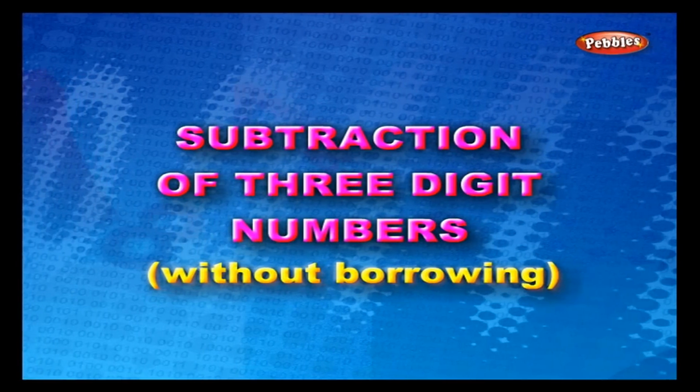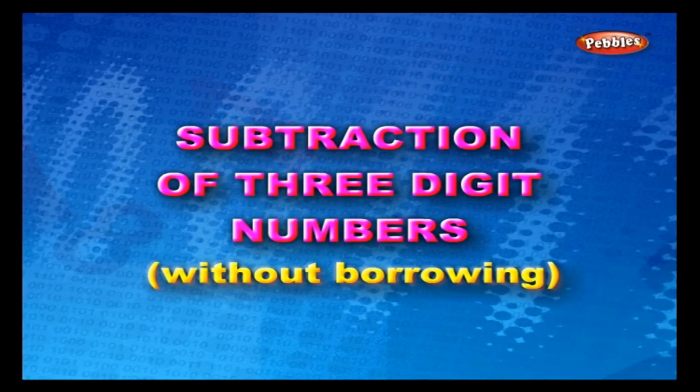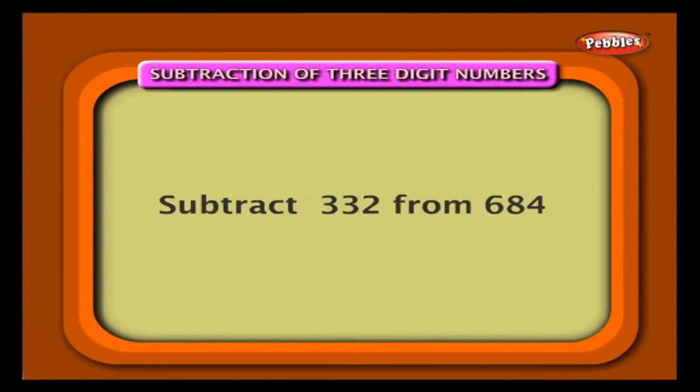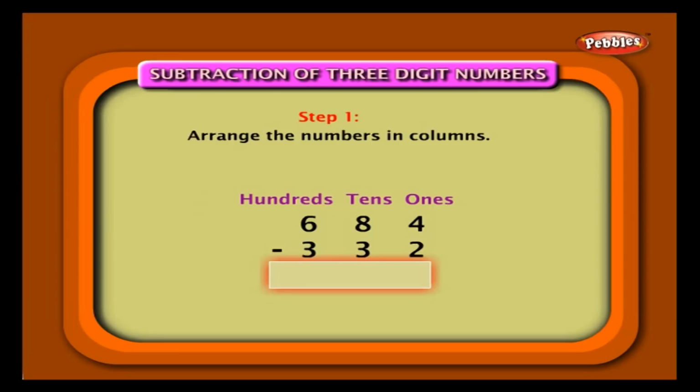Subtraction of 3-digit numbers without borrowing. Example, subtract 332 from 684. Arrange the numbers in columns. Take away the ones from the ones. 4 minus 2 is equal to 2. Write 2 below the ones column. Take away the tens from the tens. 8 minus 3 is equal to 5. Write 5 below the tens column.